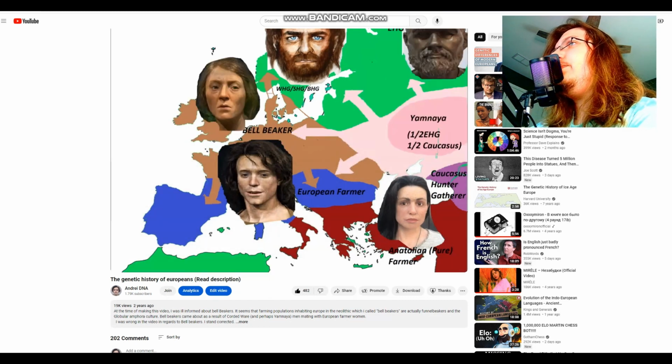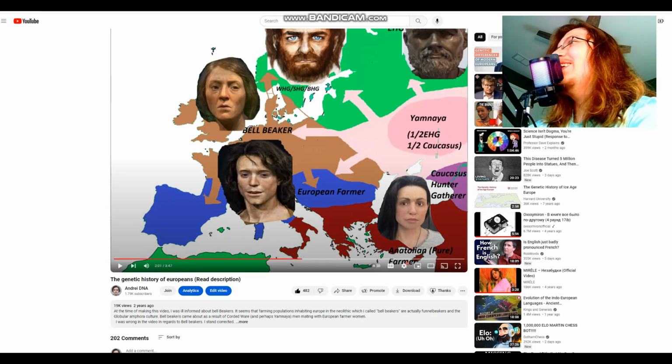Now we gotta start paying attention to the EHG men, because once again, okay, so we have the Yamnaya, and on the left we have the bell beaker. This is not how it was, okay? I just got the namings all the way messed up. It's not bell beaker, it is European farmer, and Yamnaya is indeed spreading to Europe, and various other cultures related to Yamnaya are also spreading to Europe.